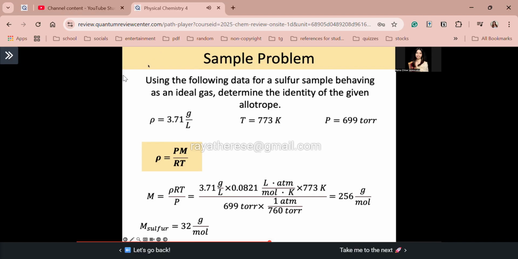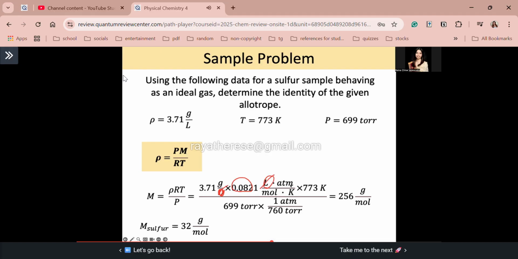Ma'am, why did I use 0.0821 for R? It's to cancel the units, guys. Again, we have to be consistent with our units. For our density, the unit is grams per liter. We have liter, so to avoid converting to SI units, I will just use the universal gas constant 0.0821 because it has a unit for liter.